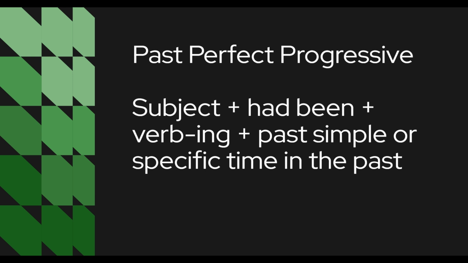The formula for the past perfect progressive is subject plus had been plus verb ing plus a past simple action or a specific time in the past. Remember, there are two parts. We have had been plus verb ing. That's the first part. And the second part is past simple or a specific time in the past.